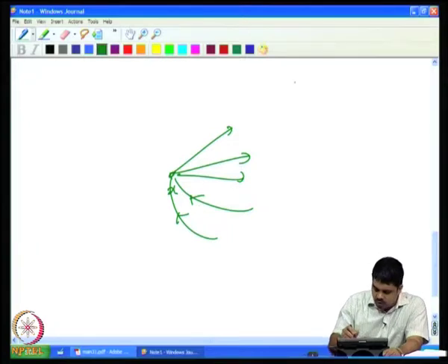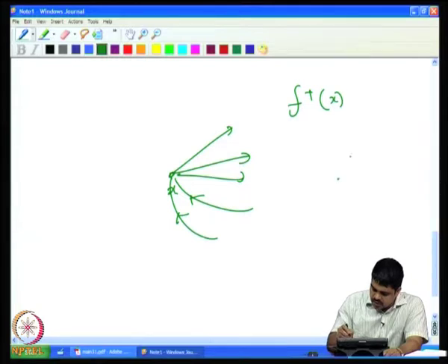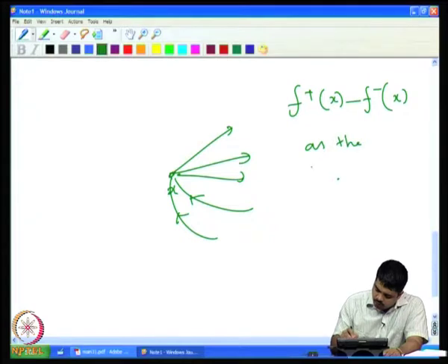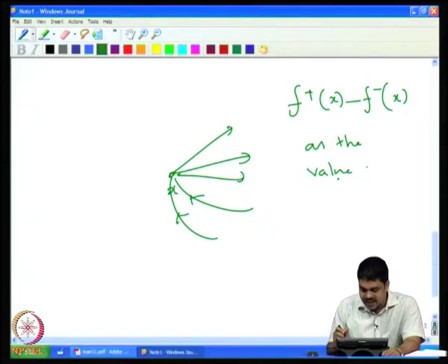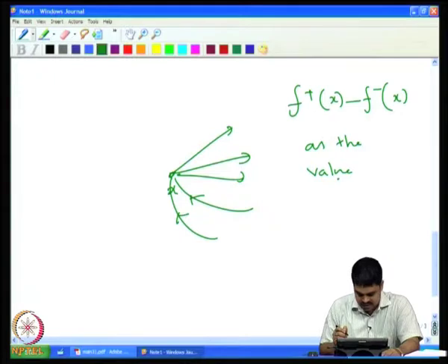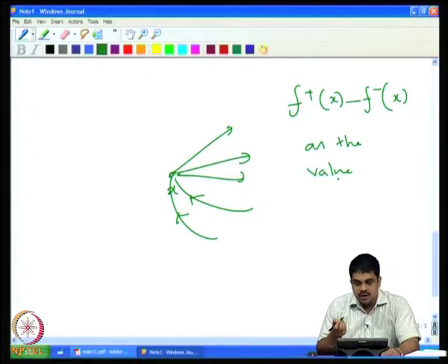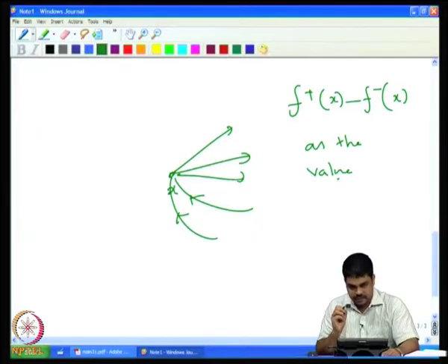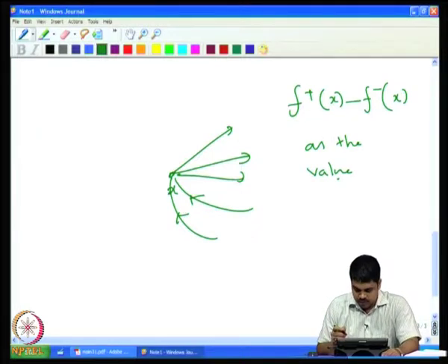In that case, we will take f plus of x minus f minus of x as the value of the flow, because that is the net outgoing flow from x. Suppose we define this as the value of the flow. Essentially, if you consider x as the source, it is the rate at which the commodity is going out of x, that will be the value of the flow.